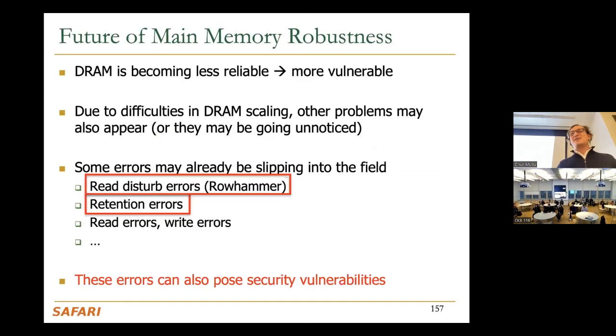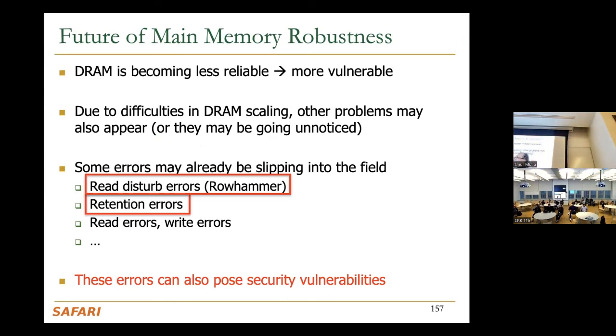So, future challenges. I think the future is much worse. In my opinion, due to these issues, I believe that there are some errors that may already be slipping into the field, but we may not be able to see them easily, right? People have found out one of these, for example, silent data corruption in processor chips, right? Google and Facebook made a big deal of that. I believe there's a lot more in the memory space that's happening, but that is not getting publicized, let's say.